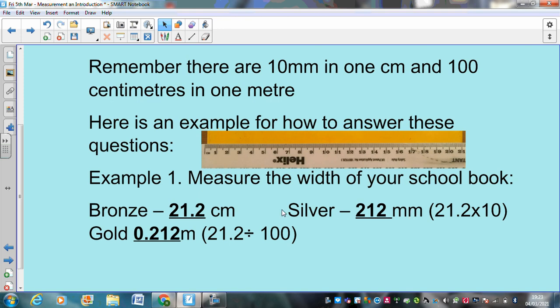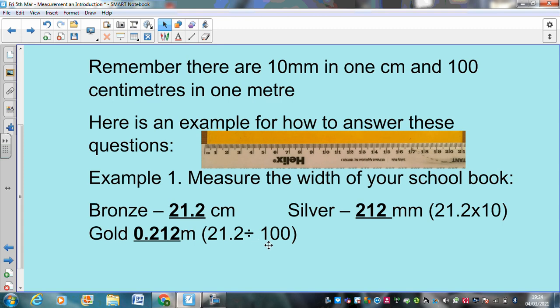Now there's 10 millimeters in every centimeter, so all we have to do is do 21.2 multiplied by 10. And of course all we do is move the number one place to the left and we get 212 millimeters. Now then, if you're going to go for gold, you need to say how many meters it is. Well, it's obviously less than a meter, isn't it? So it's going to be 0 meters point something.